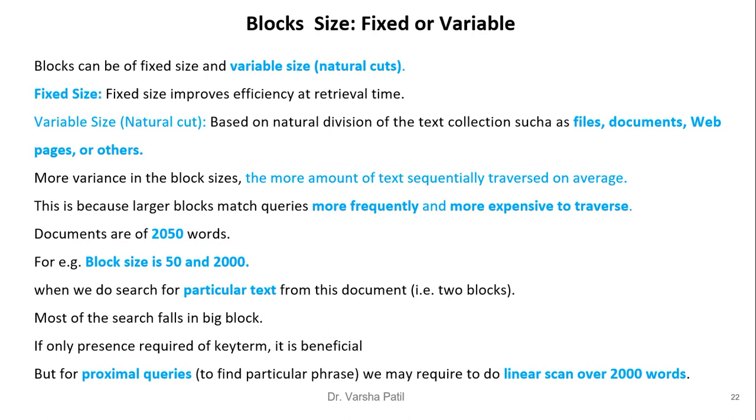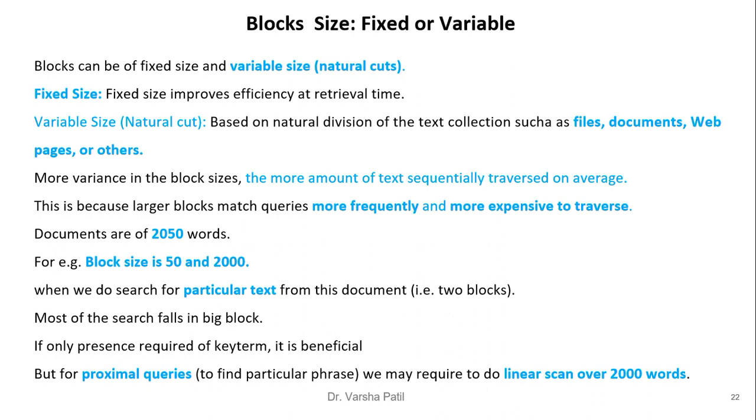Now block size can be fixed or variable. Blocks can be of fixed size or variable size, that is nothing but natural cuts. Fixed size improves efficiency at retrieval time. Variable size is a natural cut based on the natural division of the text. So natural division of the text may be files, documents, web pages or other. So we are not creating blocks of fixed size when we have web pages. We can make one page one block, or one file one block, based on our collection of data.